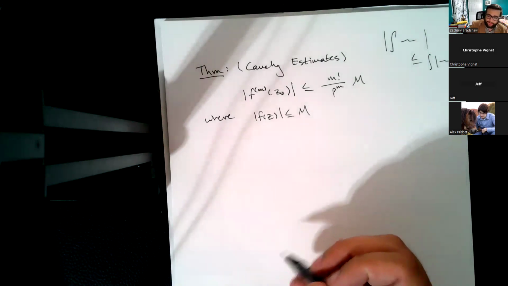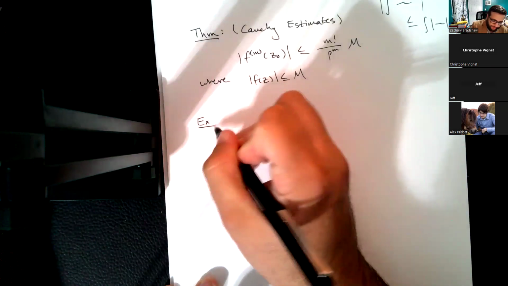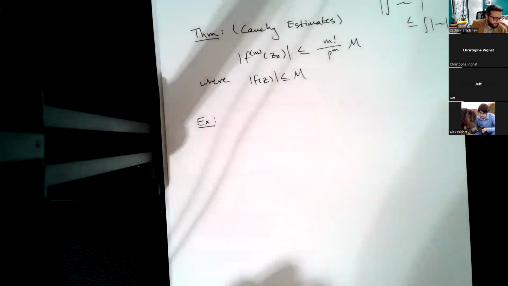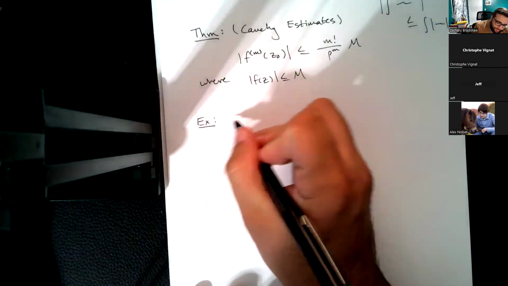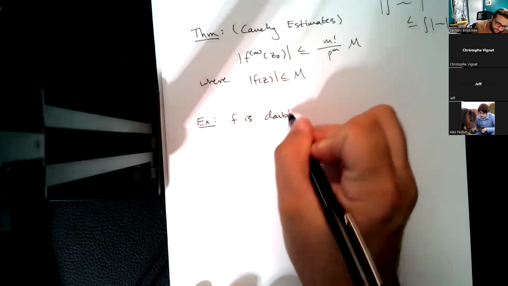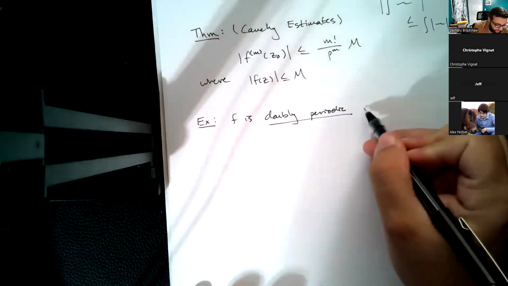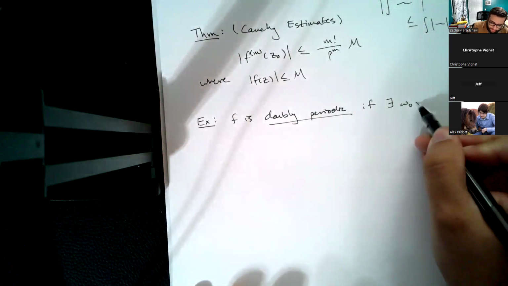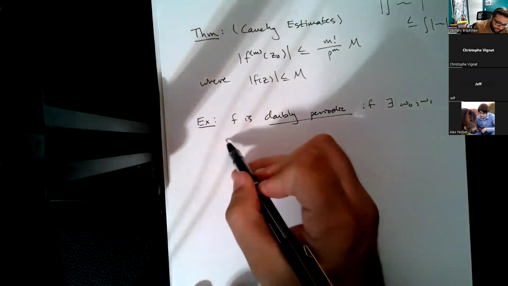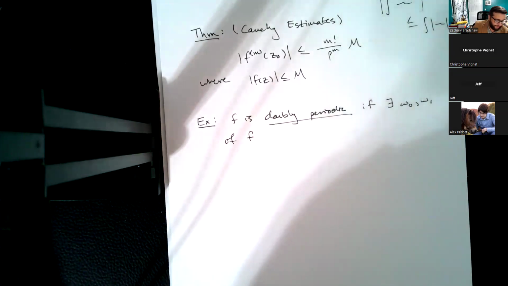So here is an exercise in Gamelin that I thought was interesting. Suppose you have a function f on the complex plane. We call it doubly periodic if there are two periods, w0 and w1 of f, that do not lie in the same line through the origin.